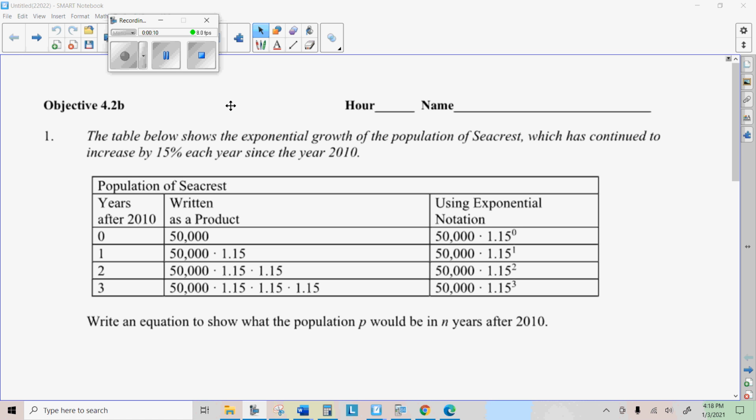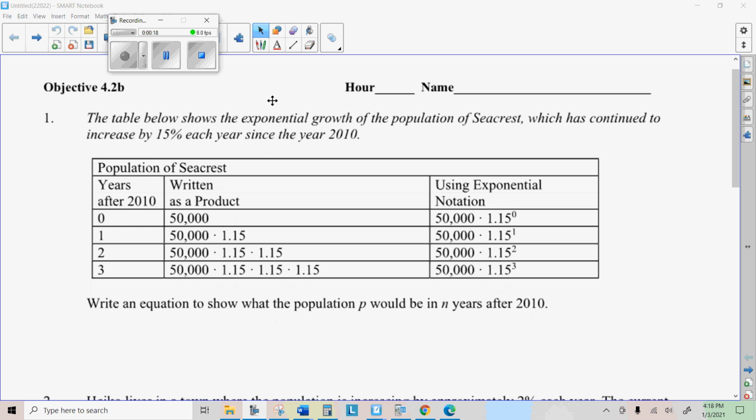If you are watching this video, then you are hoping to retake Objective 4.2b. Go ahead and watch the video carefully, take notes, and finish up the problems. When you're done with that, you can email me a picture of your work.